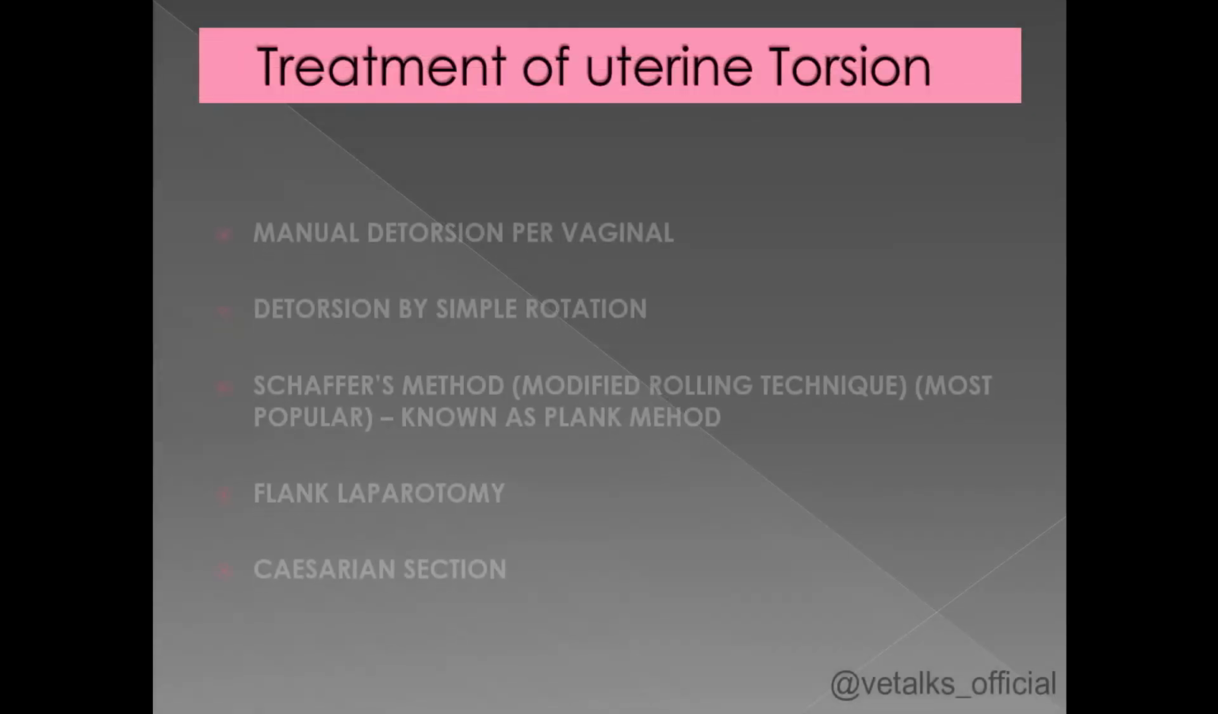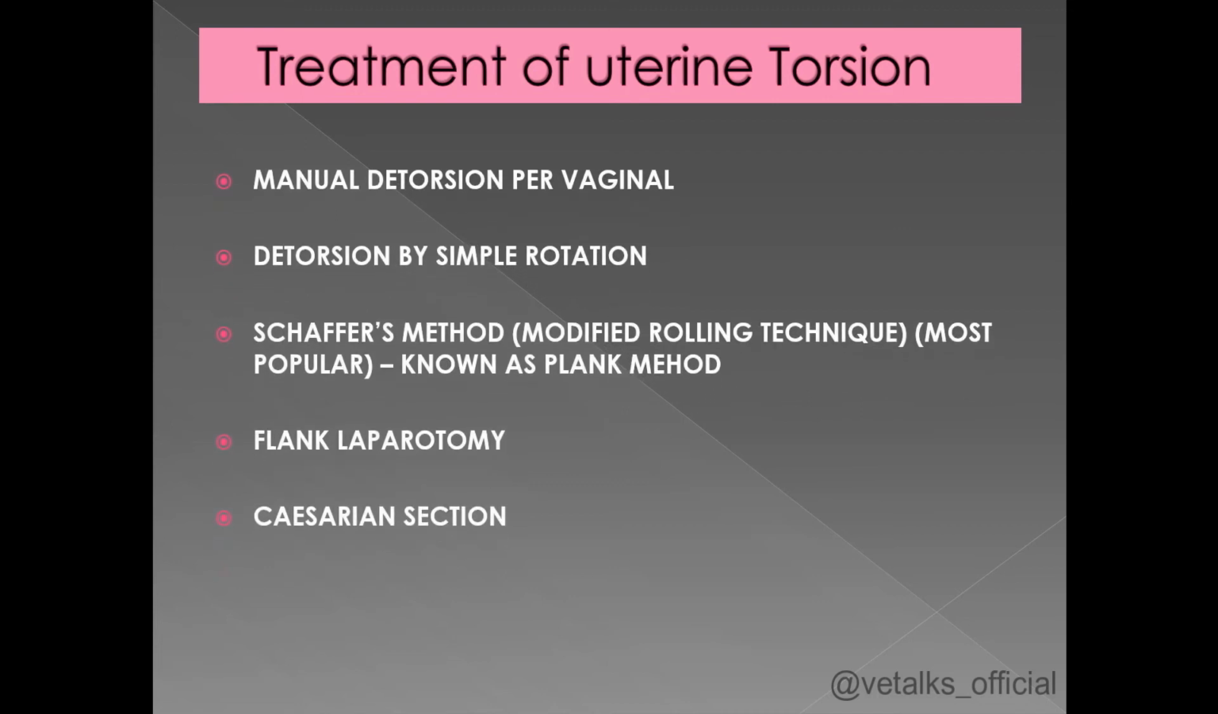Now, finally, we have come to the treatment of uterine torsion. Treatment or correction of the uterine torsion can be done by the following methods. Number 1, manual detorsion per vaginally. Number 2, detorsion by simple rotation. Number 3, Schaeffer's method or modified rolling technique. This is the most common method for correction of uterine torsion. It is also called the Plank method. Number 4, flank laparotomy, and finally cesarean section.